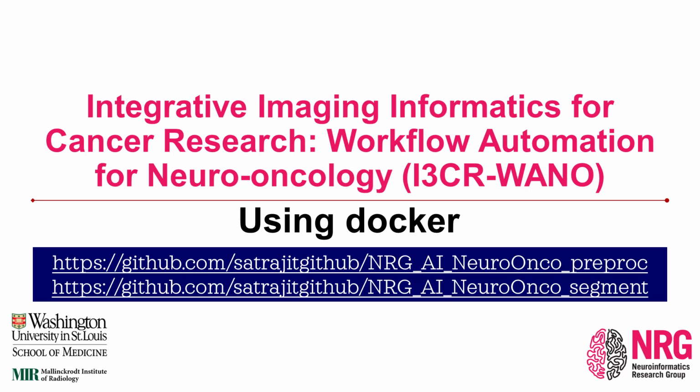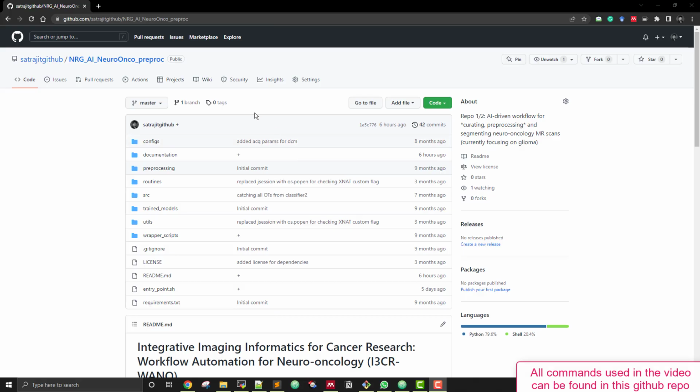The source code and all pre-trained AI models of this framework are available at these two GitHub repositories, Energy AI Neuronco Preproc and Energy AI Neuronco Segment. And note that all the documentation for using this framework is present in the first repository, that is Energy AI Neuronco Preproc. Now let's move on to exploring the first repository and look at the documentation.